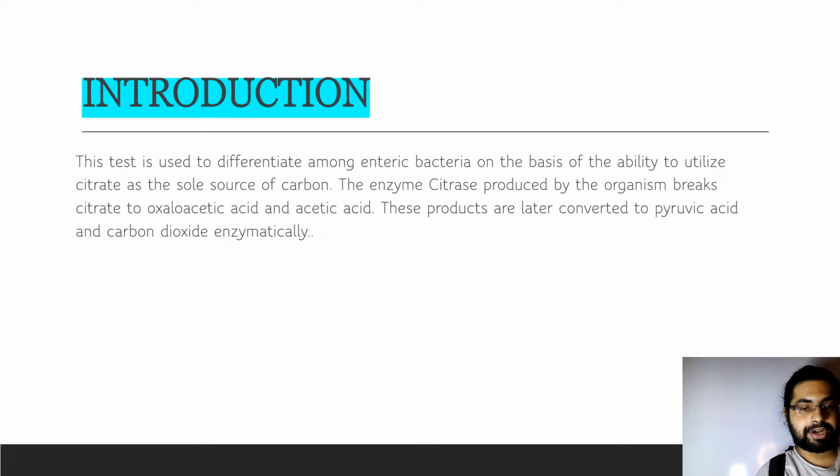So as I have mentioned, these organisms are going to utilize citrate as the source of carbon, and this enzyme citrase is produced by these organisms to utilize citrate, because this enzyme will break citrate to oxaloacetic acid and acetic acid, and these oxaloacetic acid and acetic acid are later converted to pyruvic acid and carbon dioxide enzymatically.